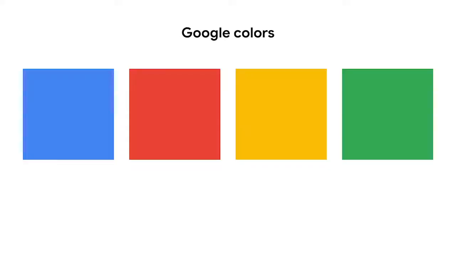For example, here at Google, we often use the colors blue, red, yellow, and green in our websites and apps. So the hex codes for these colors are included in Google's design system, which helps ensure we're using the same shade of these four colors across all of our branding.